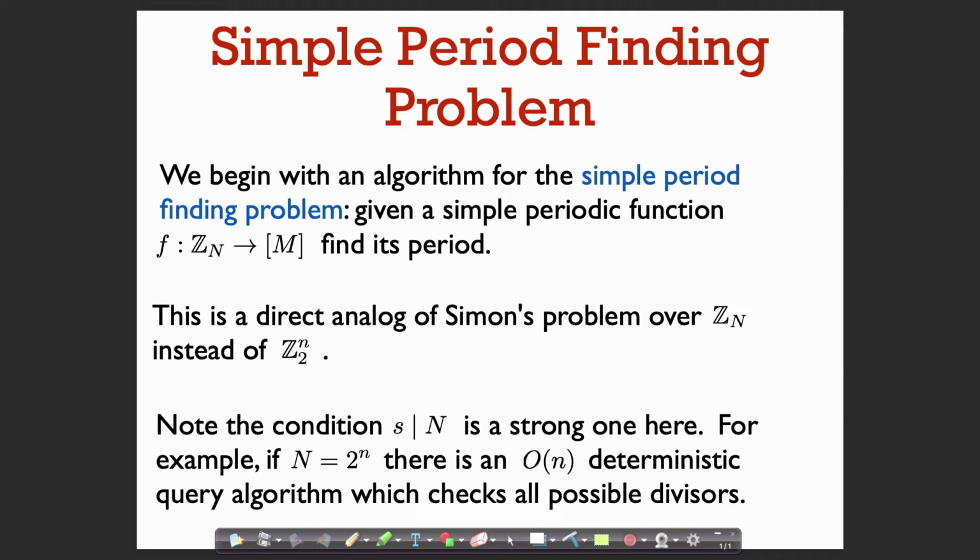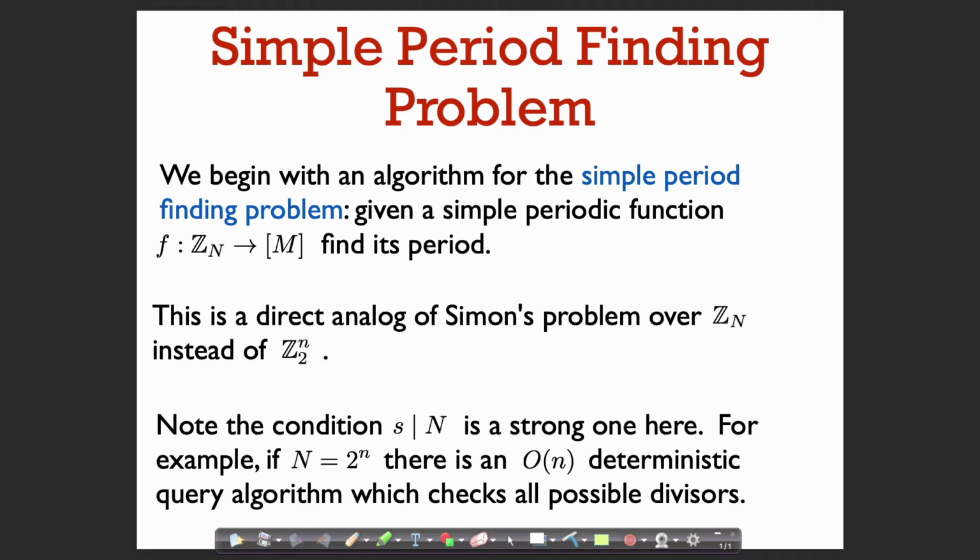Okay, so the generalization to the almost periodic function case doesn't really require new insight. It just is a bit more messy in a technical sense. Okay, so I really like this simple period finding problem.